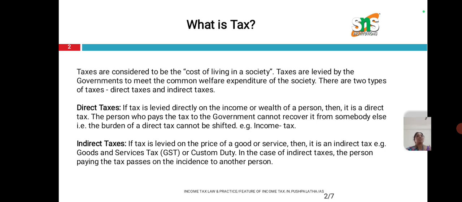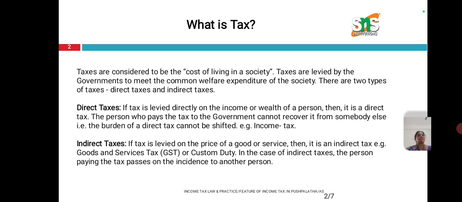The taxes are divided into two types. First one is direct tax, second one is indirect tax. The taxes in India are mainly classified into two types: direct and indirect. Then the tax can also be classified on various bases like specific tax, progressive and regressive, etc. We will see the difference between direct and indirect tax.